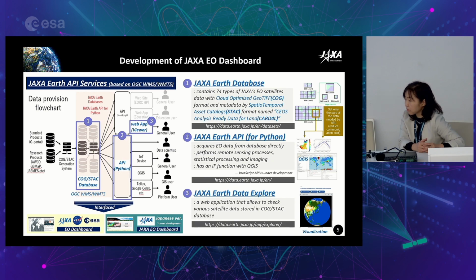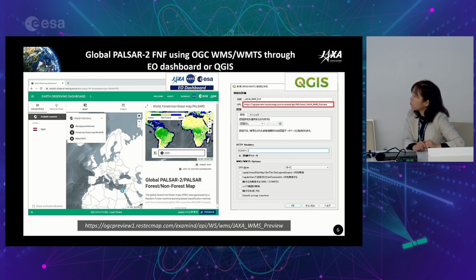Secondly, JAXA Earth API for Python. It enables users to acquire the data from the database directly and has an interface with QGIS. Finally, JAXA Earth Data Explorer. It is a web application service that directly visualizes various types of satellite data stored in the database. Through these functions, both trilateral EO dashboard and JAXA's EO dashboard are interfaced with these API services. It means worldwide users can access JAXA's database through these dashboards.